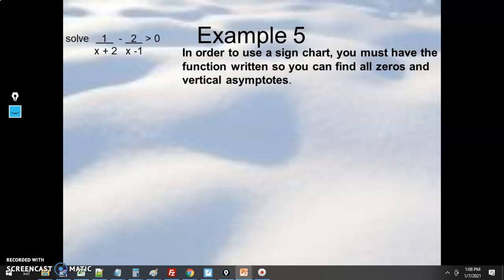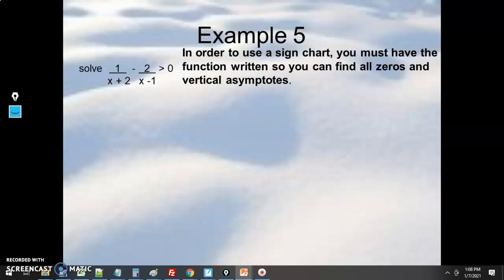The way the function's written out, it is not written as one fraction, it's rather written as two fractions. So in order to use a sign chart on this, you must rewrite it so you can find the zeros and vertical asymptotes. Now you might think you have all the stuff needed right here. You might see there's a vertical asymptote at maybe -2 and 1, but what is the zero? It has to cross the x-axis somewhere, right?